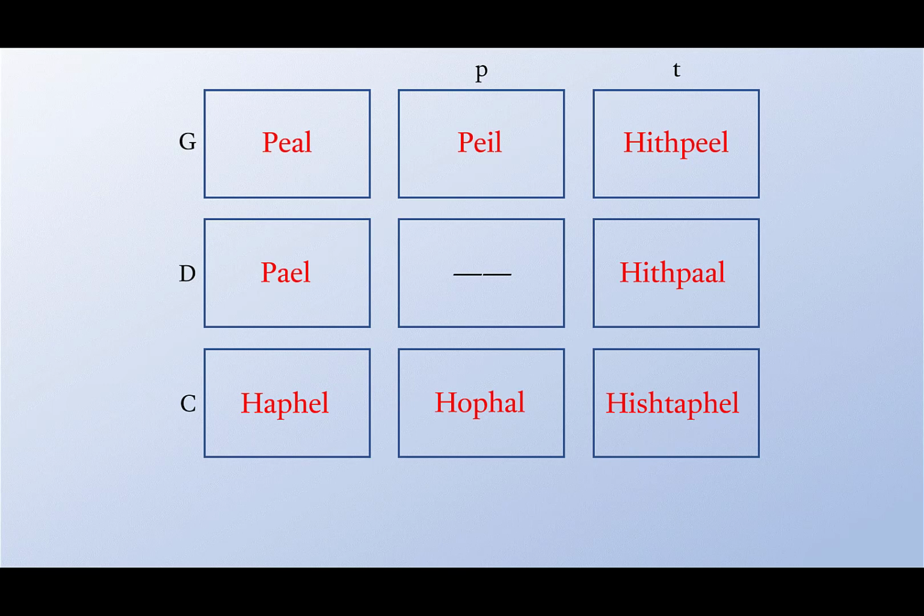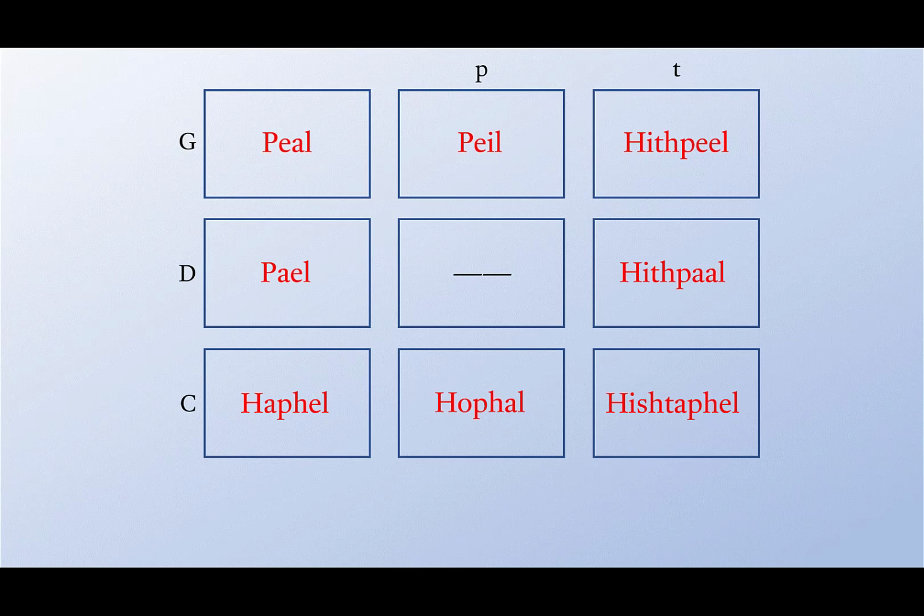The second row, the D row, has to do with the stems that double the middle consonant. There's a missing DP cell right there, which is to say there's not a direct equivalent for the pu'al in Biblical Aramaic. But as we will talk about a little bit more, there are ways that Biblical Aramaic can express the DP idea. So the loss of the pu'al is not a big deal.